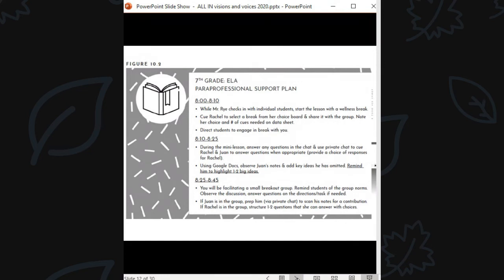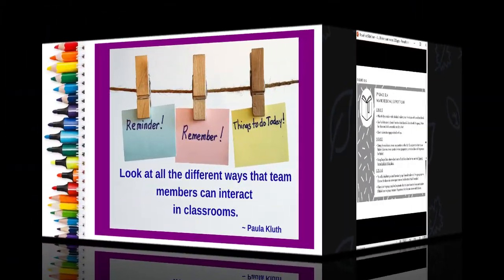And because that's a repeating structure in ELA, in the language arts classroom, it was worth it to the team to make a really systematic kind of plan, so that not only is it a memory cue for the paraprofessional to take some of that data, or to give that kind of cue, or to make sure that there's participation from Rachel. But it's also a reminder to general ed teachers and special ed teachers of all the different ways that our team members can interact in classrooms.